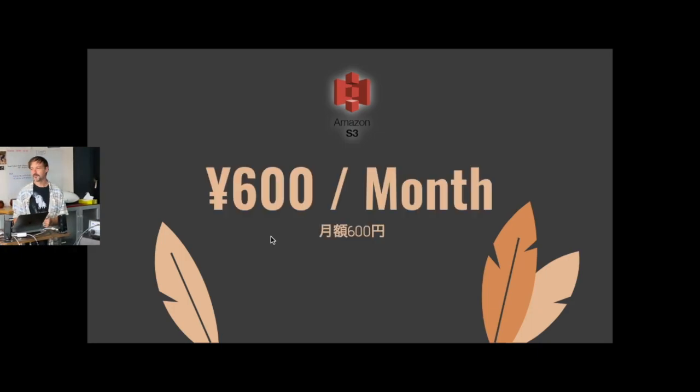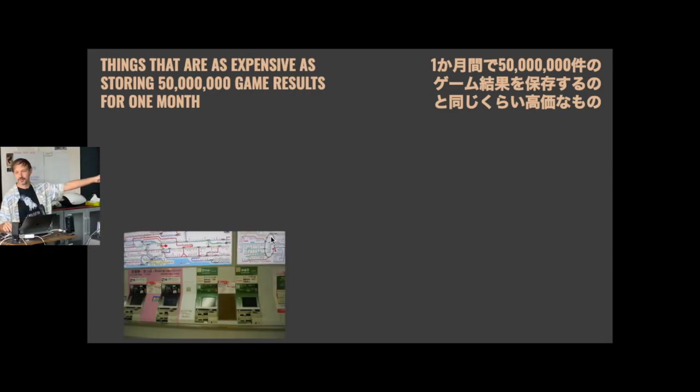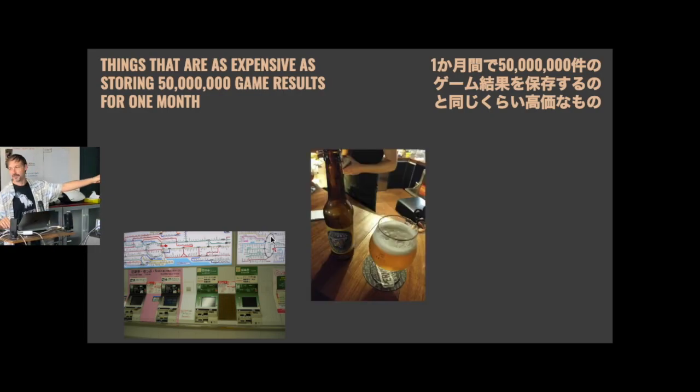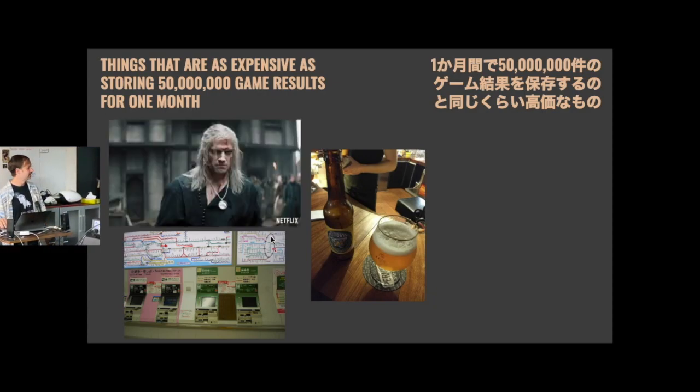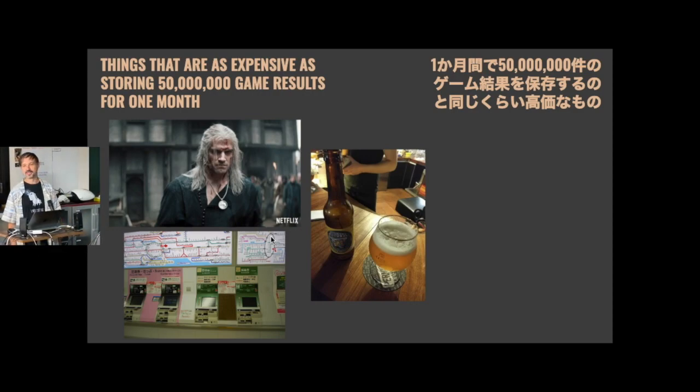600 yen. I want to put that in perspective. These are things that are as expensive as storing 50 million game results per month. Commuting to work in a day. 50 million game results a month. Getting a beer, depending on the bar, could be more expensive. 15 million game results a month. I can watch The Witcher on Netflix, or I can store 50 million game results a month.